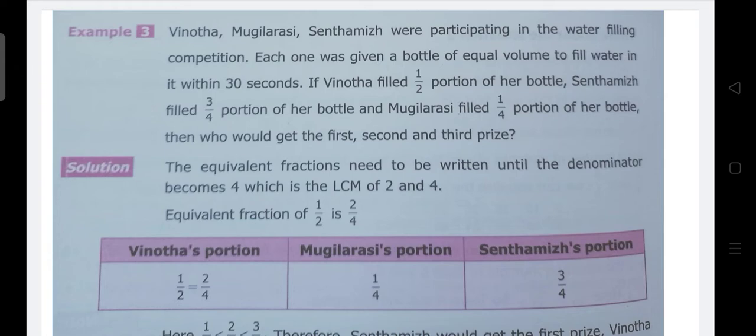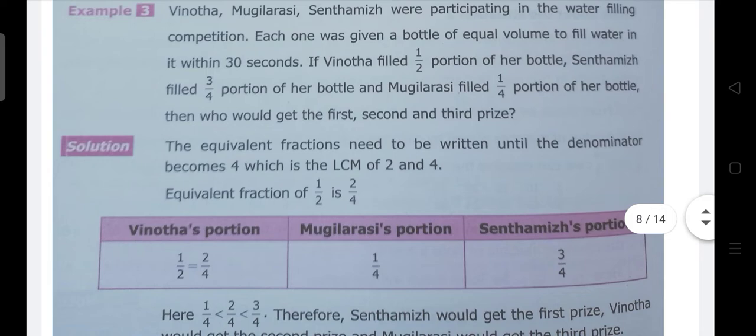Now which is the LCM of 2 and 4? Now the equivalent fraction of 1/2 is 2/4. So we know the portion 1/2 is equal to, we can write instead of 1/2 as 2/4, because the equivalent fraction of 1/2 is 2/4. Mugilarasi's portion is 1/4 and Senthamil's portion is 3/4. Here 1/4 is less than 2/4 is less than 3/4.